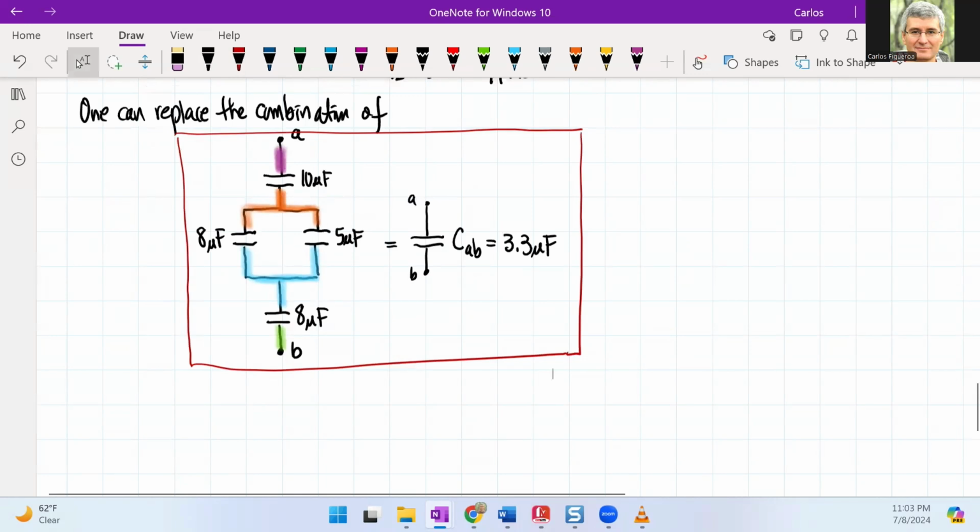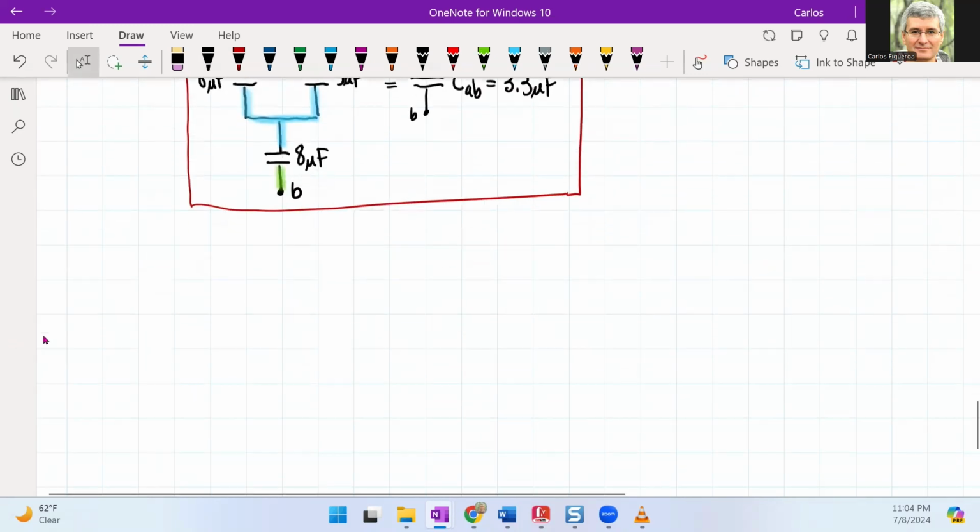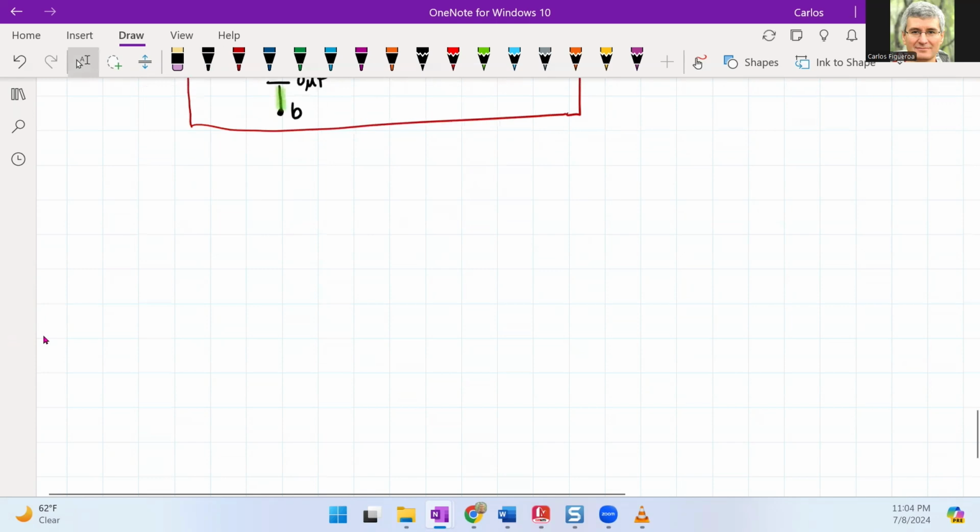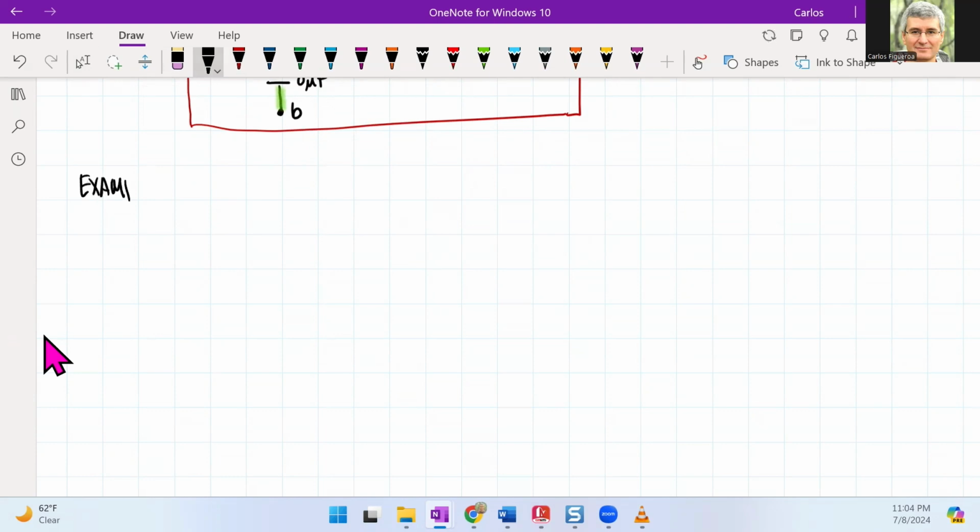So let's go to the next example, and we're going to do the exact same thing. In this example, I want to do a different style. That one was more series. This one is going to be more parallel. And it goes like this. So we want to calculate.